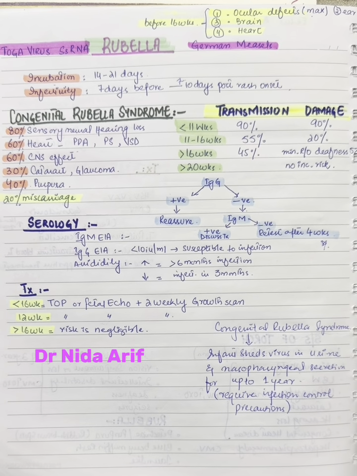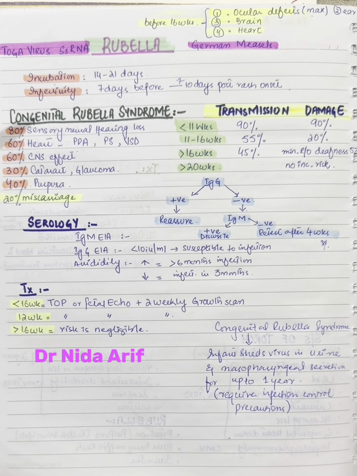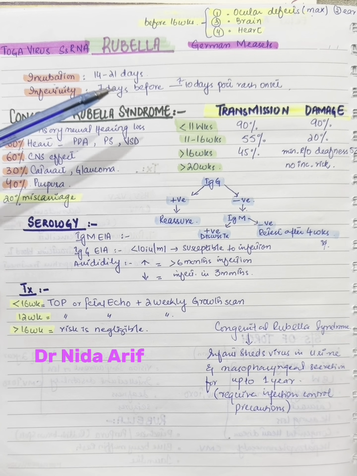Today we are going to talk about rubella infection, which is also called German measles. It is a very important exam topic. The incubation period is 14 to 21 days and infectivity is 7 days before and 7 to 10 days after the onset of the rash.